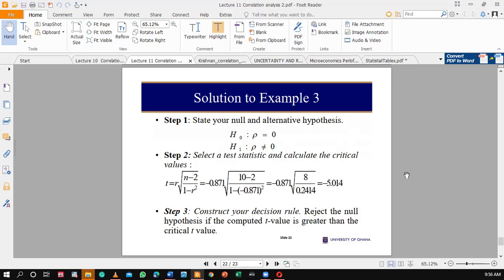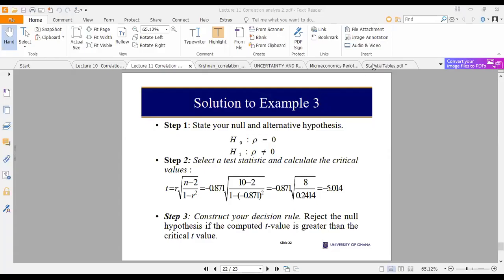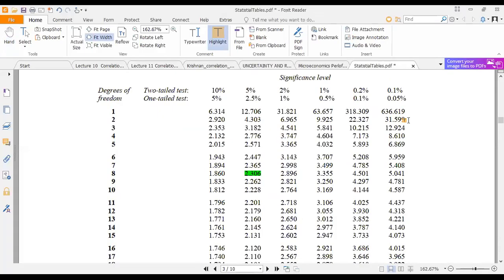Okay, so the next step is to find the t critical. The degrees of freedom here is 10 minus 2. That's going to be 8, right? So let's check the table. Can you see the screen? Can you see the table?